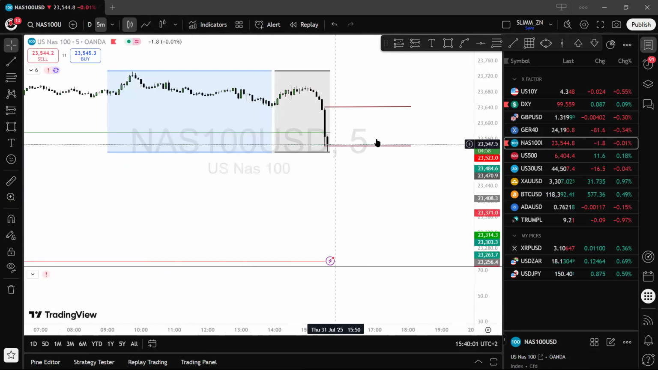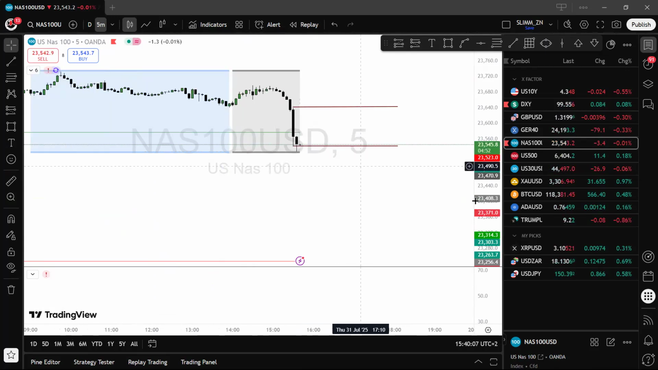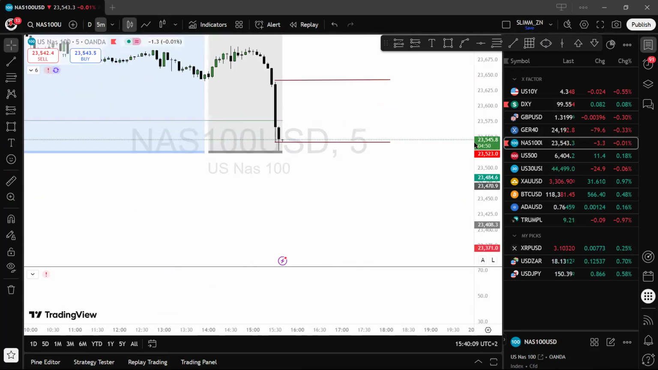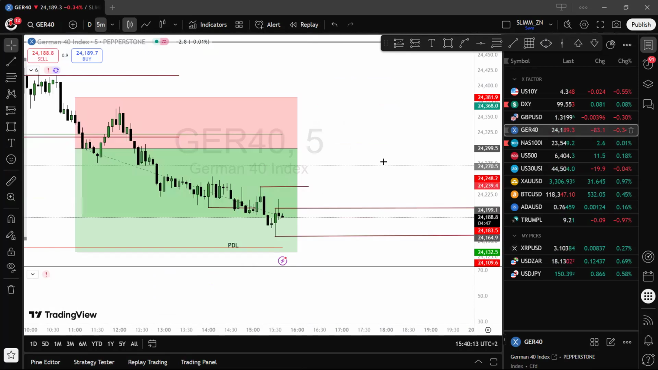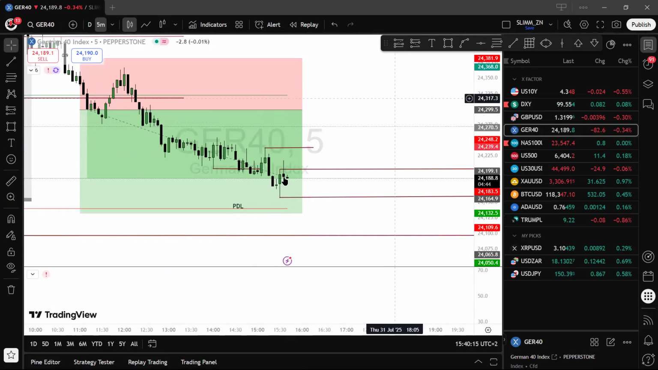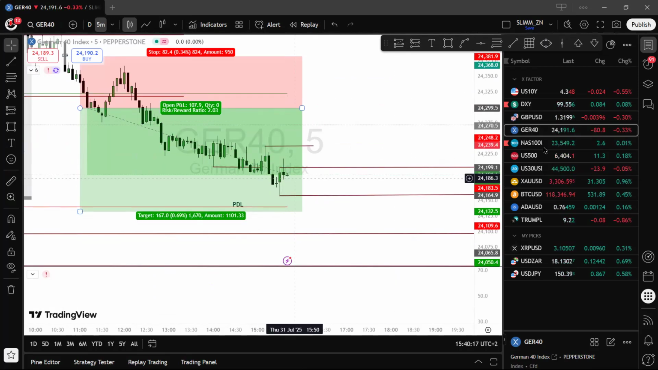The only thing I need, of course, for me to sell is a break of the opening range to confirm that we are selling. Then I'll show you my entry criteria. So the next M15 is closed. German 40, we're still in the range, in the opening range.